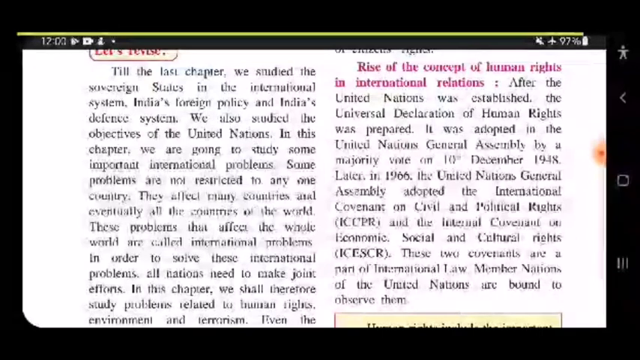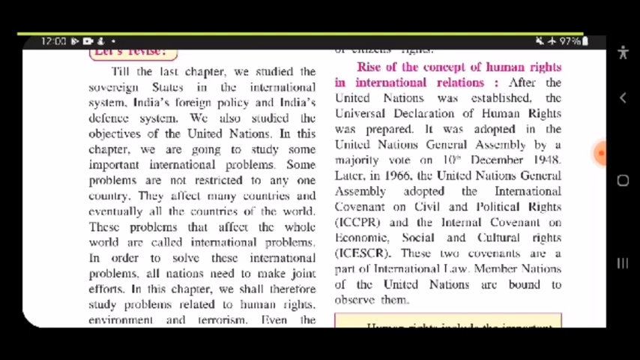Now let's see the rise of the concept of human rights in international relations. After the United Nations was established in 1945, the Universal Declaration of Human Rights was prepared. It was then adopted in the United Nations General Assembly by majority vote on 10th December 1948.